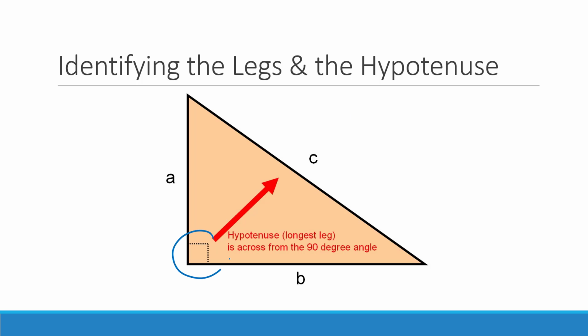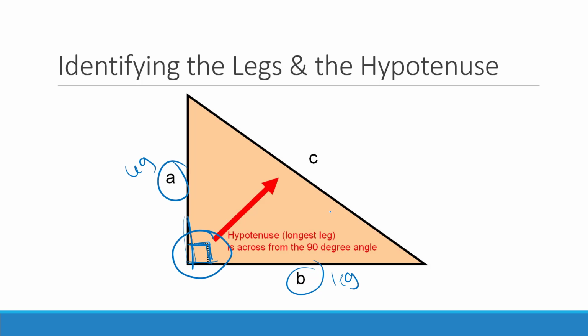The legs always form the 90-degree angle. I tell students it looks like a chair. So here's your chair right here. So imagine the little chair, somebody's sitting in it. If you're asked to find the legs, they are going to be the bottom of the chair and the height of the chair. So these two here, A and B, these are both legs.